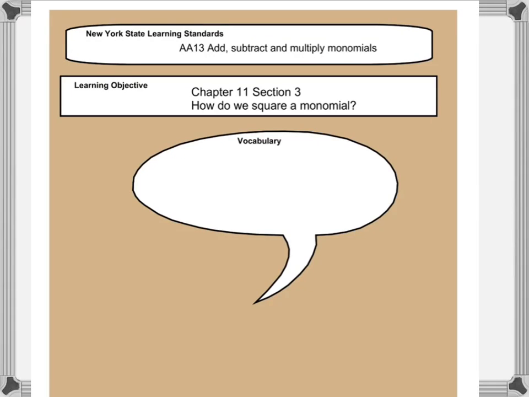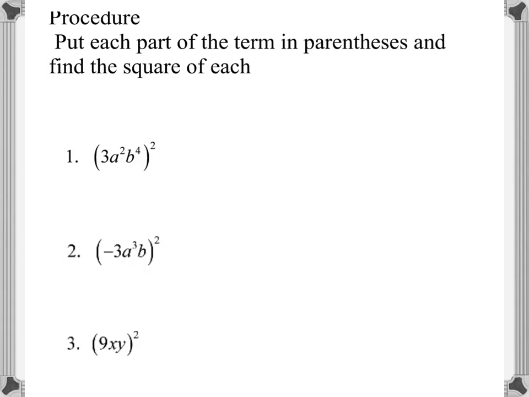Okay, today we're going to talk about how we square a monomial. So squaring a monomial, and we've sort of gone over this lesson before, so it's going to be pretty short. And it's part of the standard AA13, add, subtract, and multiply monomials. Okay, so the procedure is put each part of the term in parentheses and find the square of each.